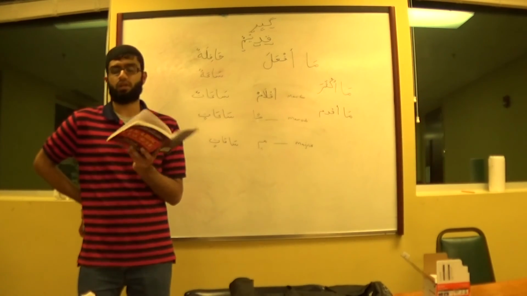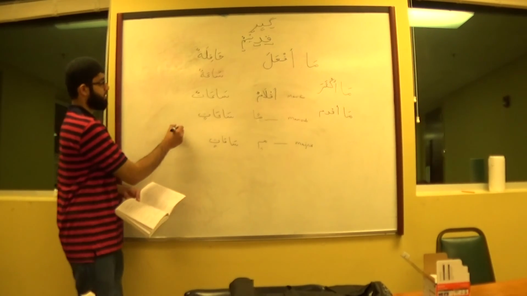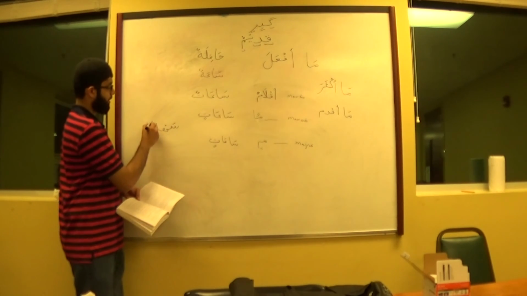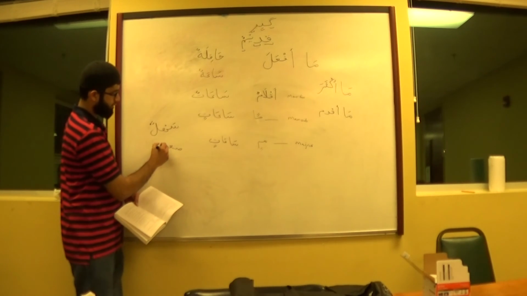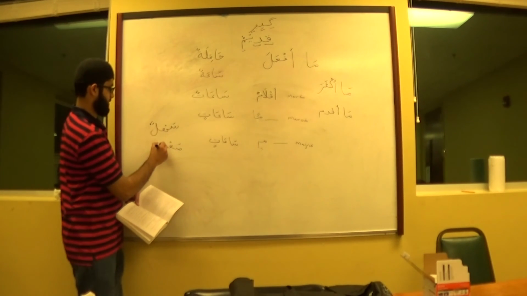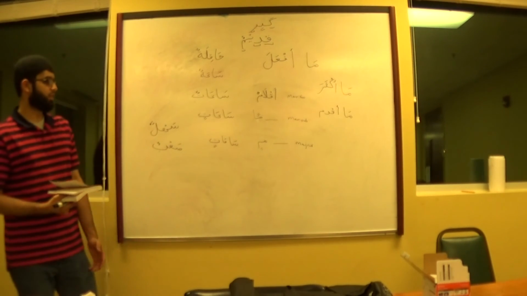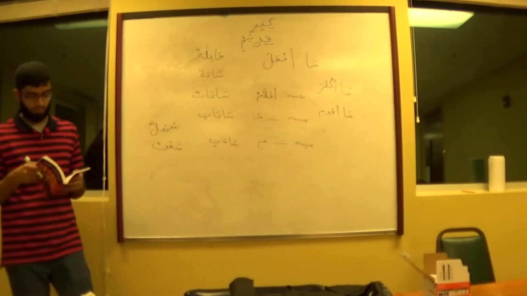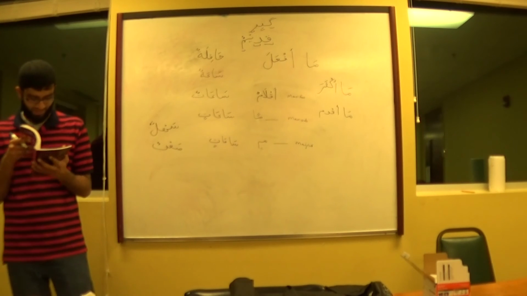Right? Sahlun is easy. What's hard? What's difficult? So easy is sahlun, and hard is sa'bun. Not sabun, sa'bun. Okay, so if I wanted to say how hard is this lesson, what would I say? Ma as'aba. No, how easy is the Arabic language: ma ashala lughat al-Arabiyya.